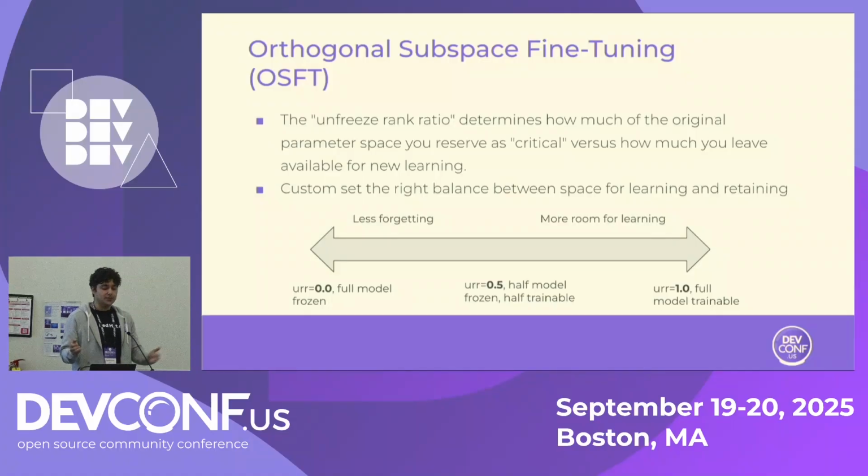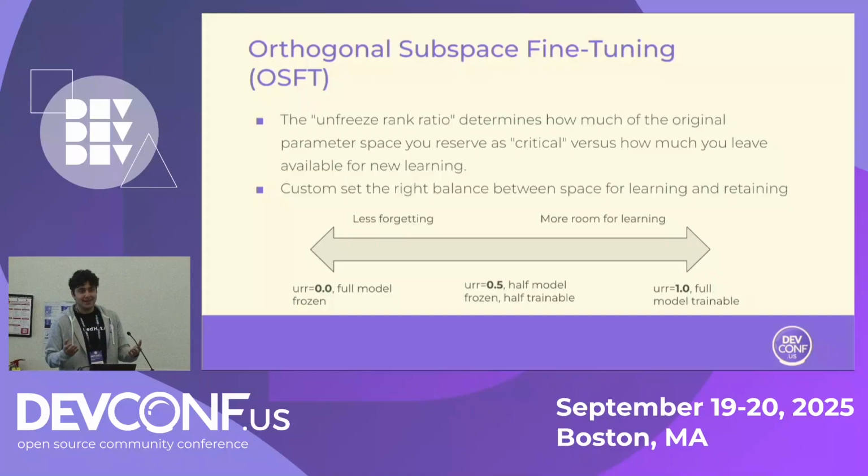On the other hand, if you set it all the way to 0, your model's fully frozen. You're not going to lose anything, obviously, because you're not gaining anything. And then if you say in the middle, you set an unfreeze rank ratio of 0.5, now half of your model, what we believe is the most critical half, will remain frozen, while the other half will remain trainable.